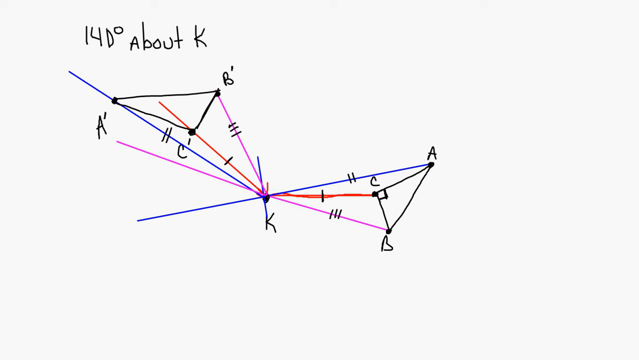And that this purple or pink angle should be how many degrees? The 140 that we talked about, right? And the red angle should be 140. And the blue angle needs to be 140, or as close as you can get it. Okay? That gives you a 140 degree rotation about point K. Questions?